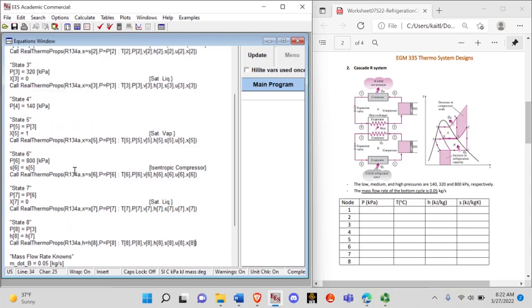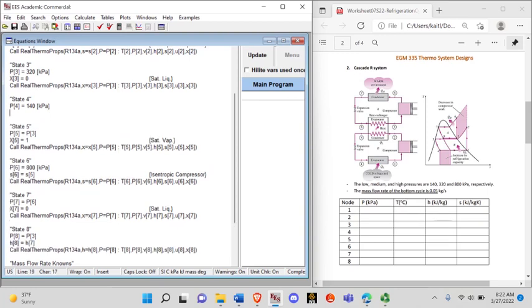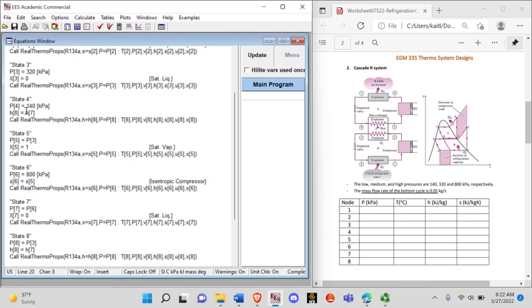Okay, now all we need is state 4, and we see state 4 is the output of an expansion valve, so enthalpy at state 3 equals state 4. Going to copy and paste this. And then just remember it's important to get a correct output to just change the numbers of the array. So state 4 equals state 3. State 4.